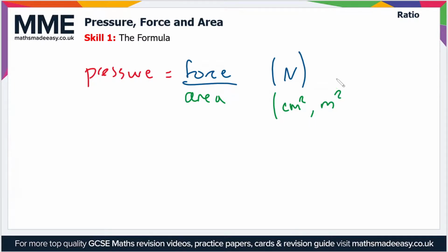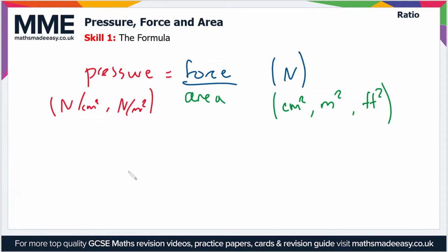So these are the most common types of units you'll see for area, but sometimes you might get feet squared, square feet. So really area can be any unit, and therefore the units of pressure can be newtons per centimetre squared or newtons per metre squared, etc. So it all just depends on what the units of area are really.